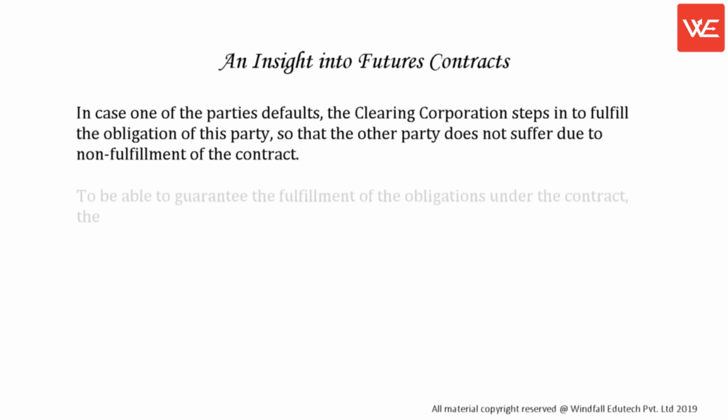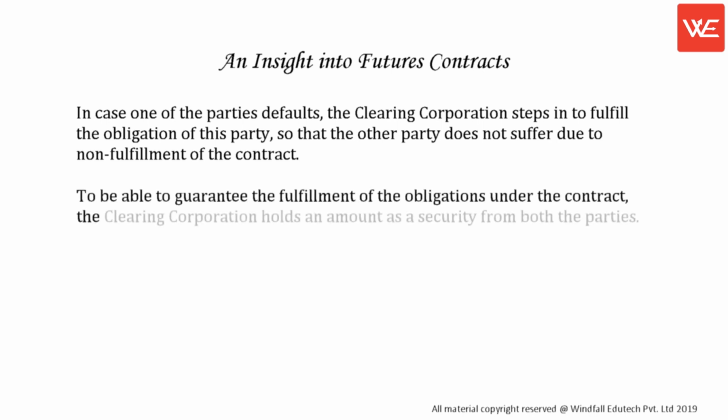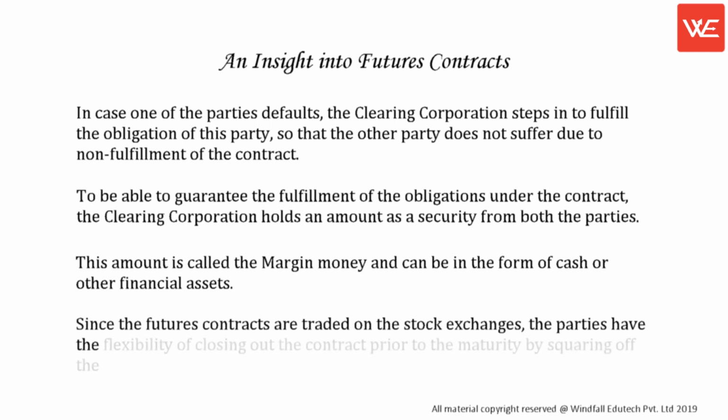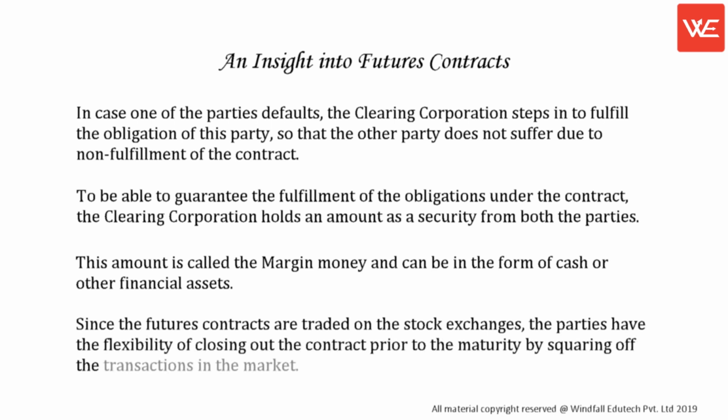To be able to guarantee the fulfillment of the obligations under the contract, the clearing corporation holds an amount as a security from both the parties. This amount is called the margin money and can be in the form of cash or other financial assets. Since the futures contracts are traded on the stock exchanges, the parties have the flexibility of closing out the contract prior to the maturity by squaring off the transactions in the market.